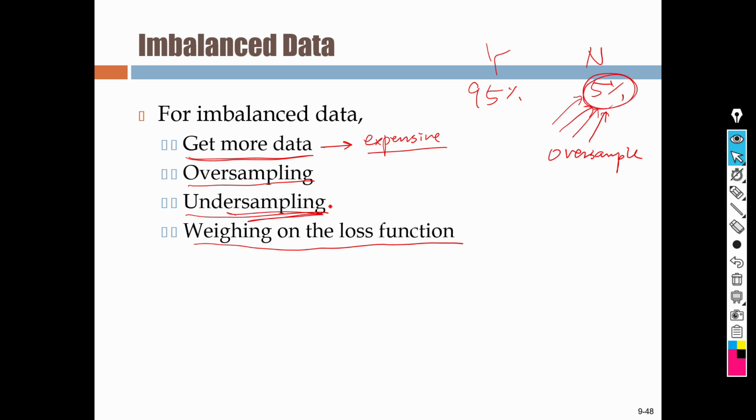Undersampling is, I will use all of these no's, but I will select only a few yes's here. So out of the 95 yes, I collected the 5, all of them no. I will use all no's, and then I will collect only the same number of yes from here, randomly sampled. This is undersampling.